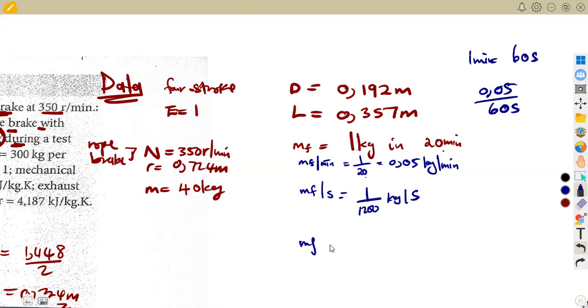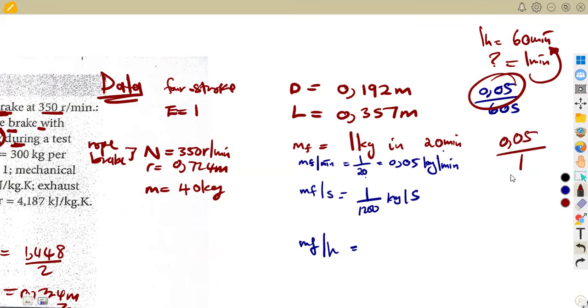Guys, we can convert this even to the mass of fuel per hour. If we know that in an hour we've got 60 minutes, what about in a minute? How many hours do we have? That's 1 over 60. So this will be 0.05 over 1 over 60, or we simply multiply by 60. That's another way. So this will give us 3, which is 3 kilograms per hour.